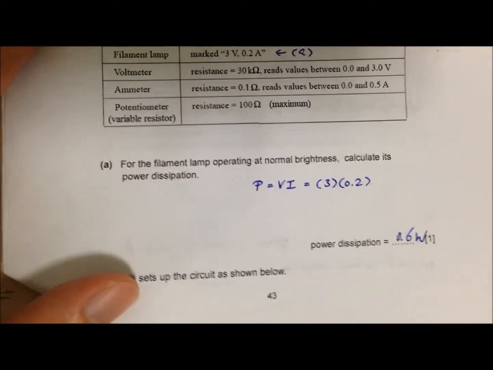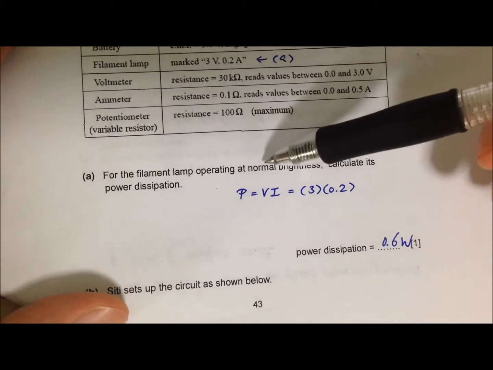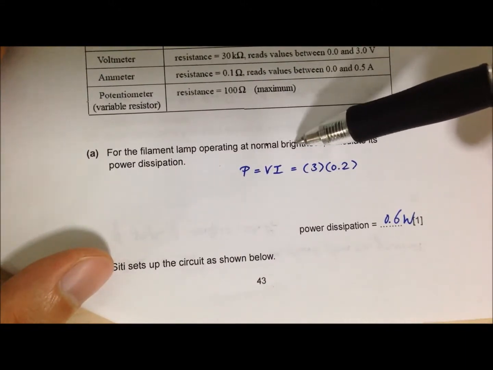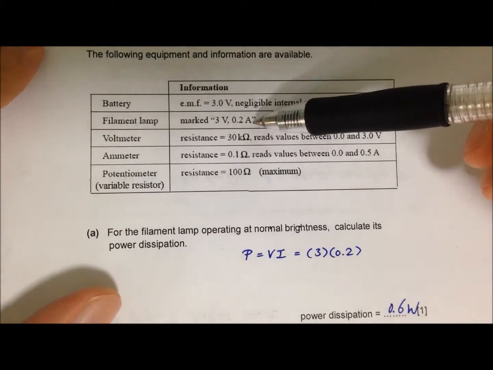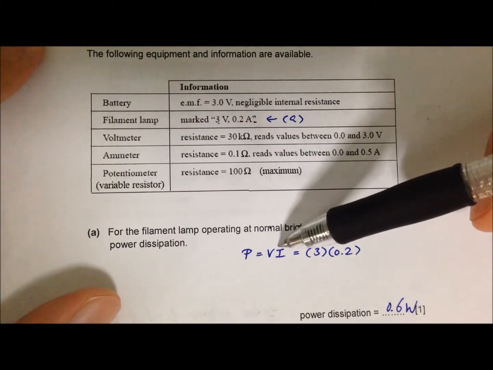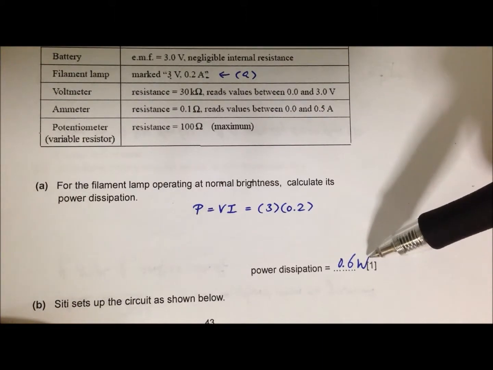Okay, question 9. Question 9 is on your electricity. So to calculate the power dissipation at normal brightness, you need to look at the power rating of the lamp. So this is the normal operating condition. Substitute these two values into your P equals VI formula, and you'll be able to get the power dissipation.